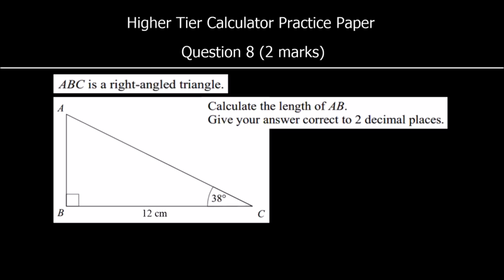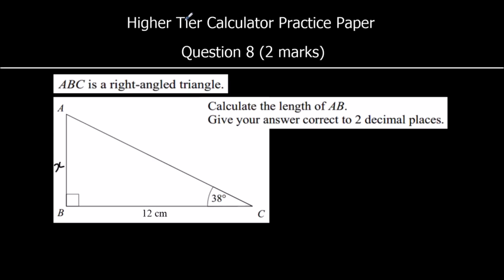Question 8. ABC is a right-angled triangle. We need to calculate the length of AB to 2 decimal places. So we've got a right-angled triangle here. This time we haven't got the 2 lengths and we're finding another one. So it's not Pythagoras, it's SOHCAHTOA. We're finding a length from another length and an angle. There's an angle involved in the question, so it's SOHCAHTOA. We're calculating A to B, so this one is the one we're working out.